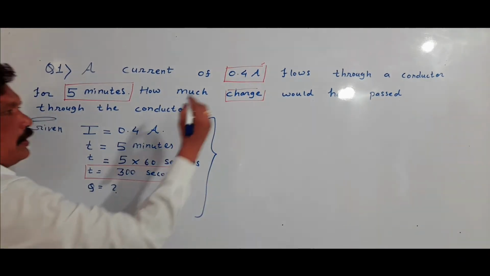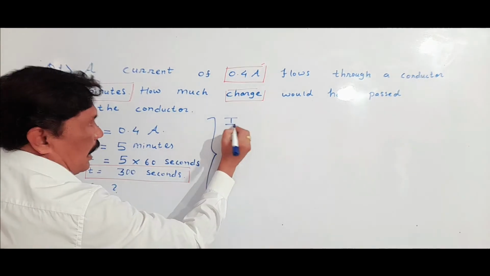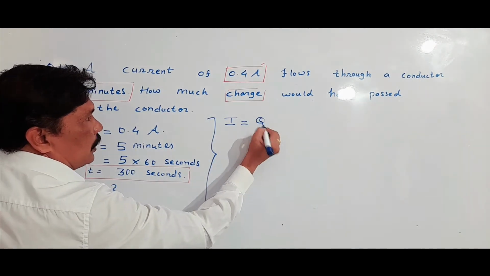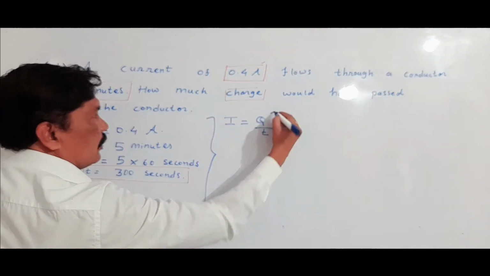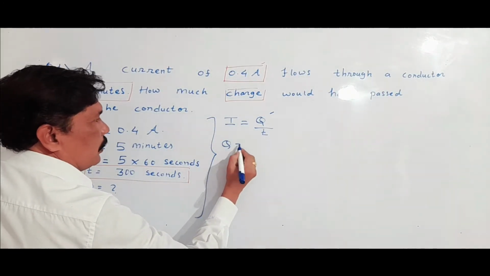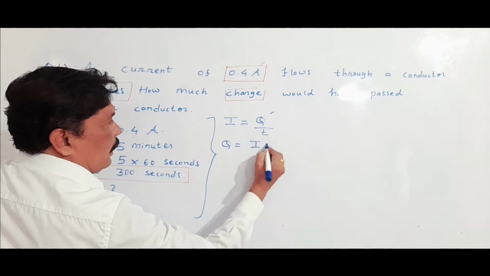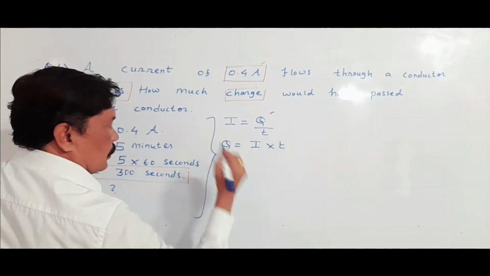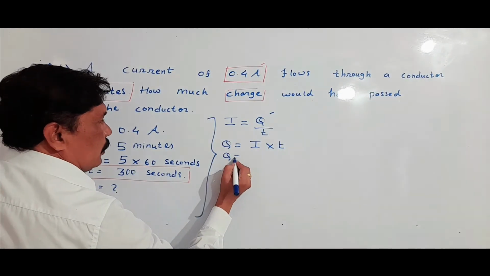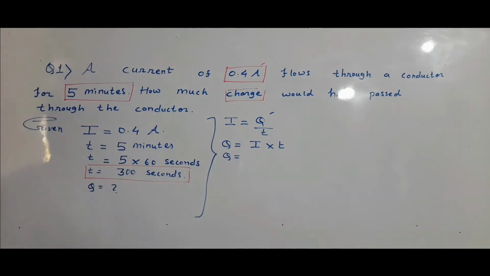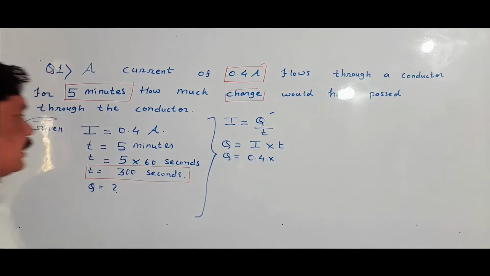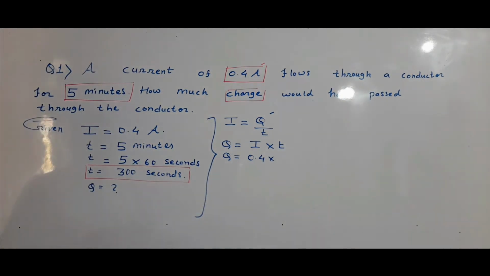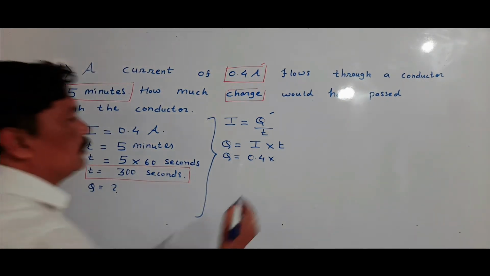My dear student, we know a formula. I is equal to Q upon T. We have to find Q. So Q is equal to I into T. Q is equal to current, 0.4, into time, 300 seconds.